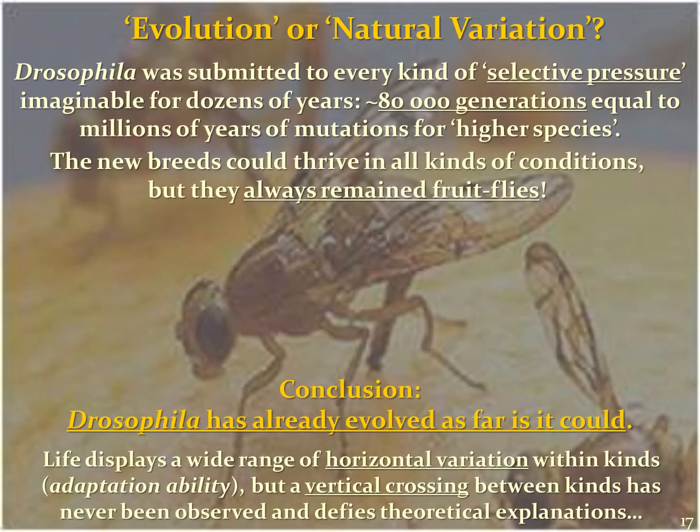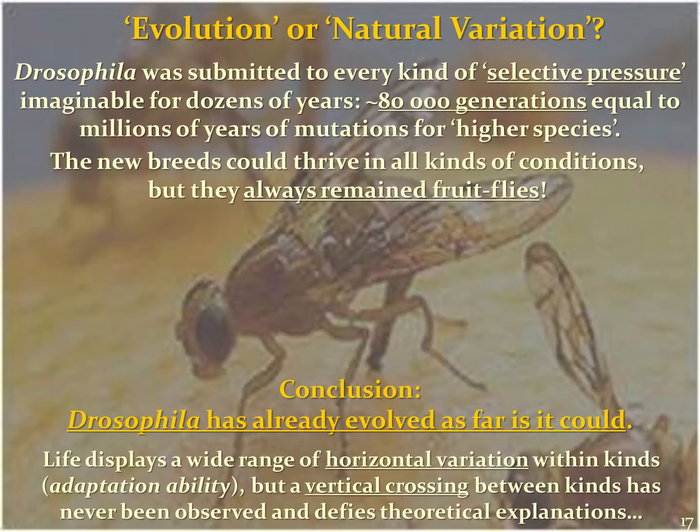Life displays a wide range of horizontal variation within kinds. Look at dogs, you have something like a Great Dane. It's almost like a small horse. Then you get a little Chihuahua that you can hold in your hand. I mean, they're both dogs, but I don't think they can even mate. I wouldn't want to see that. But the point is that there's an amazing amount of variation that's possible within kinds. And we see that: the adaptation, the flexibility, the plasticity of life that is inbuilt in the genetic information, in the genetic code. But we have never seen a vertical crossing between kinds.